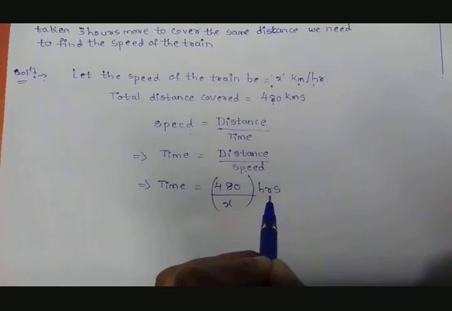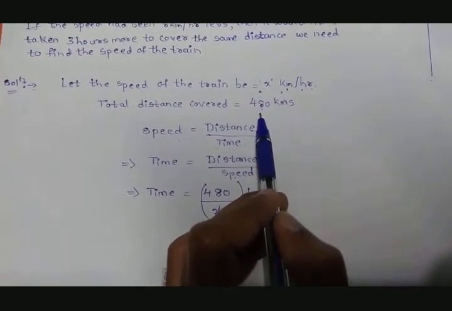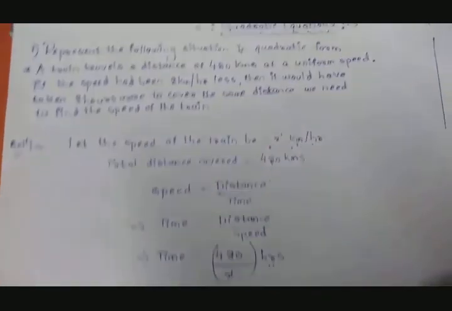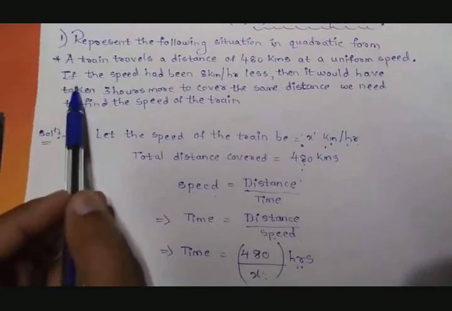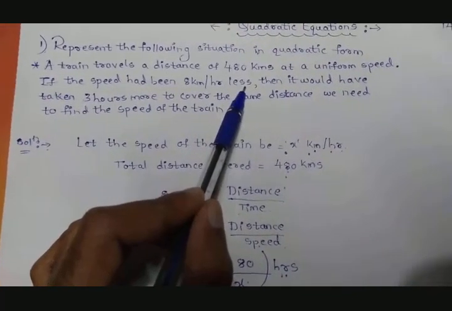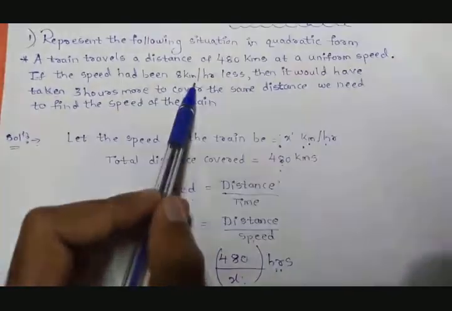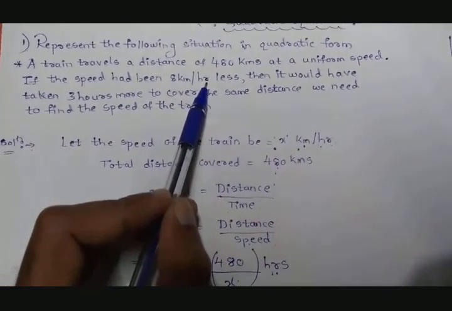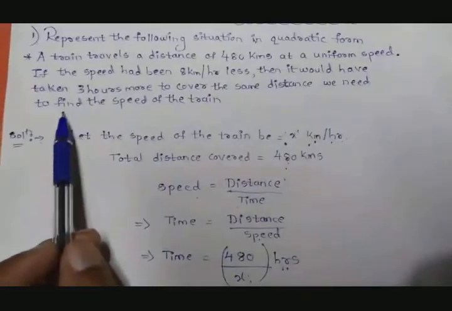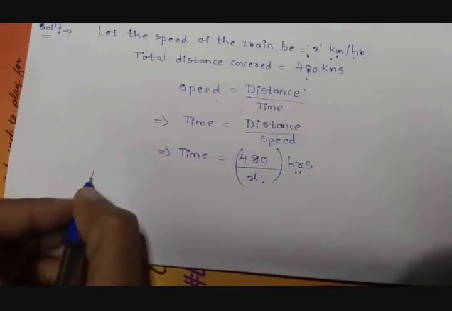So when the train is traveling at a speed of x kilometers per hour, covering a distance of 480 kilometers, the time taken will be 480 by x hours. Now let us see the second condition of the question. If the speed had been 8 kilometers per hour less, so we have taken the speed of the train as x kilometer. So if the speed of the train had been dropped by 8 kilometers, that is x minus 8, if the speed of the train was x minus 8 kilometers per hour, then it would have taken 3 more hours to cover the same distance. So now let us write the second condition.